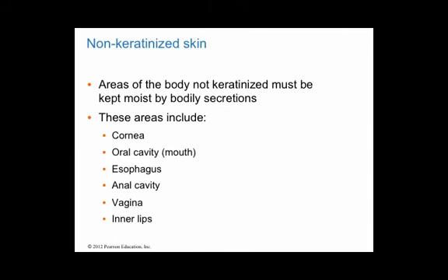Some areas of the integument are not keratinized. Non-keratinized surfaces must be kept moist by bodily secretions to prevent them from drying out. Types of non-keratinized stratified squamous epithelium include the cornea, the oral cavity, the esophagus, the anal cavity, the vagina, and the internal portion of the lips.